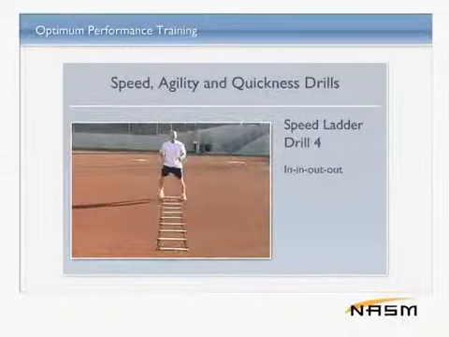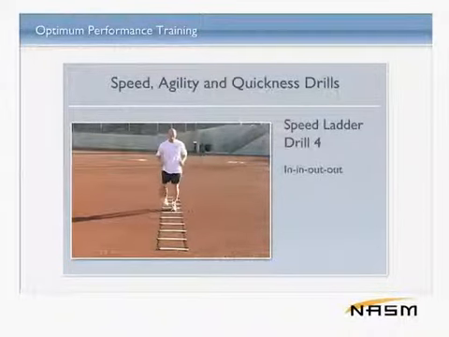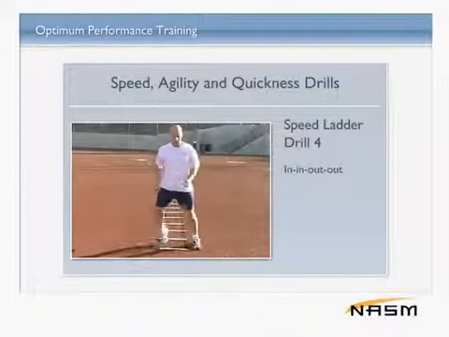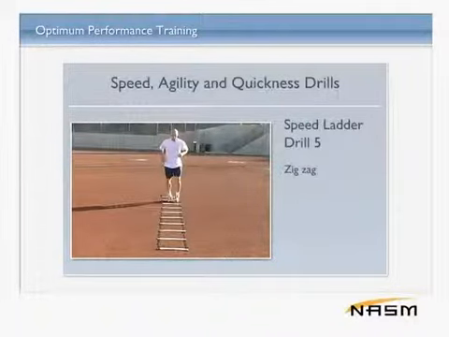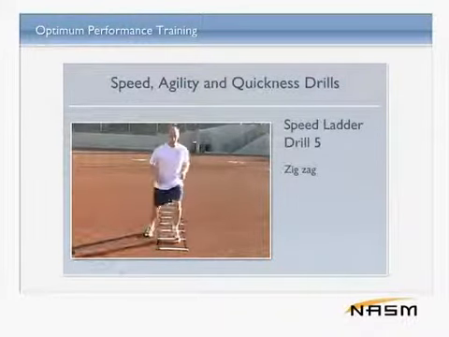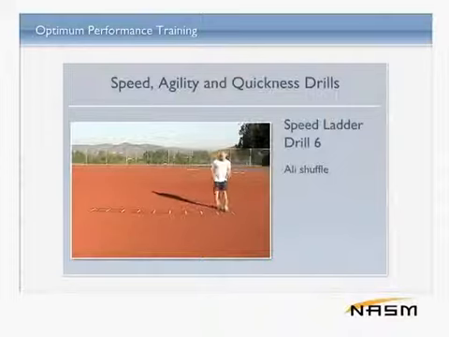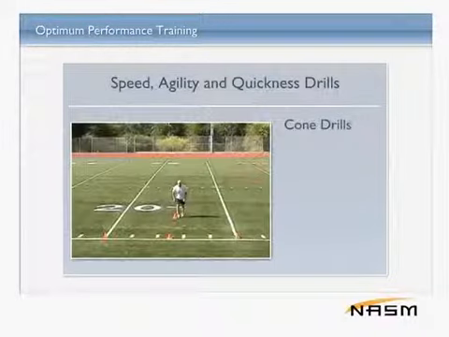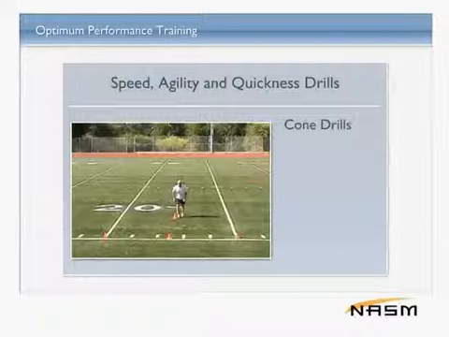The fourth drill is an in, out. The fifth drill is a zigzag. The sixth drill is an alley shuffle. Now we'll review the cone drills. As with the speed ladder drills, make sure that ideal alignment of the kinetic chain is maintained.